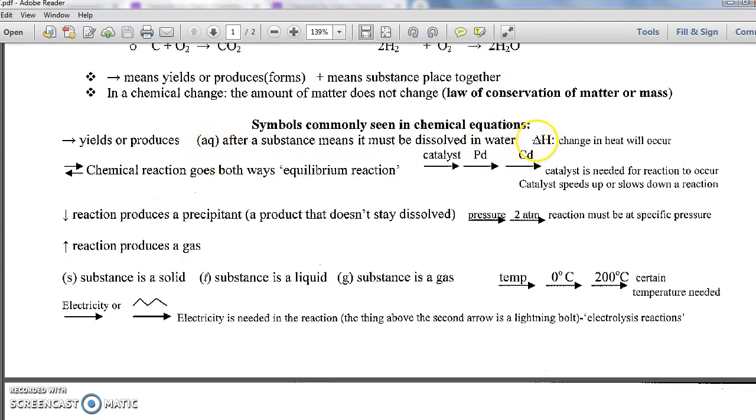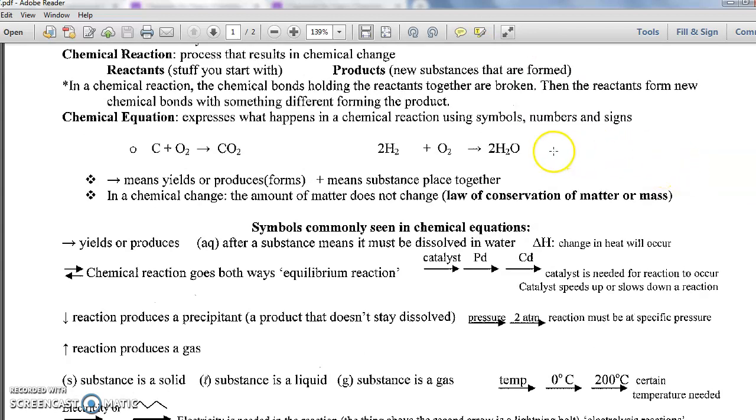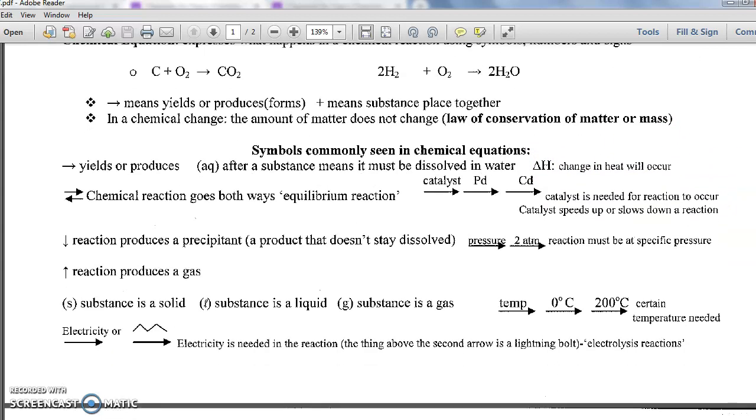If you see the symbol delta H written above the arrow in a reaction, or on either side of the reaction, it means that there's a change in heat. It means heat will either be given off or taken in during the chemical reaction.